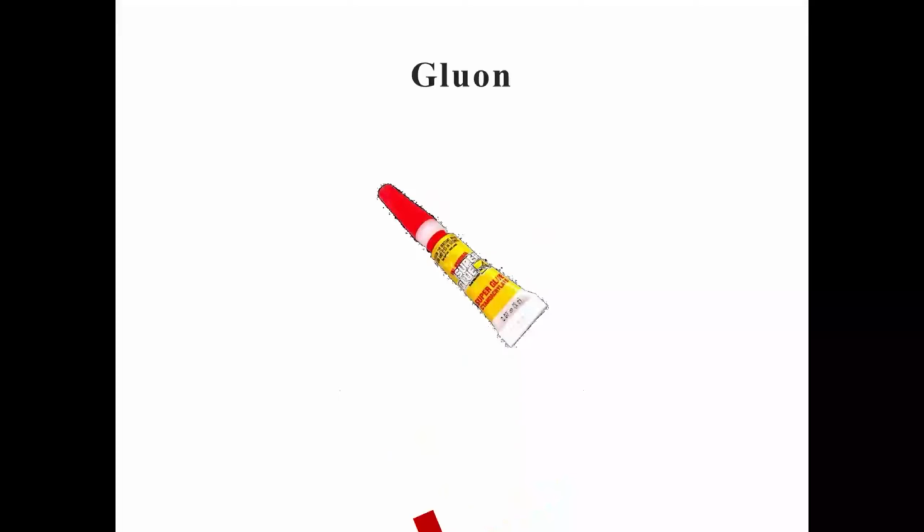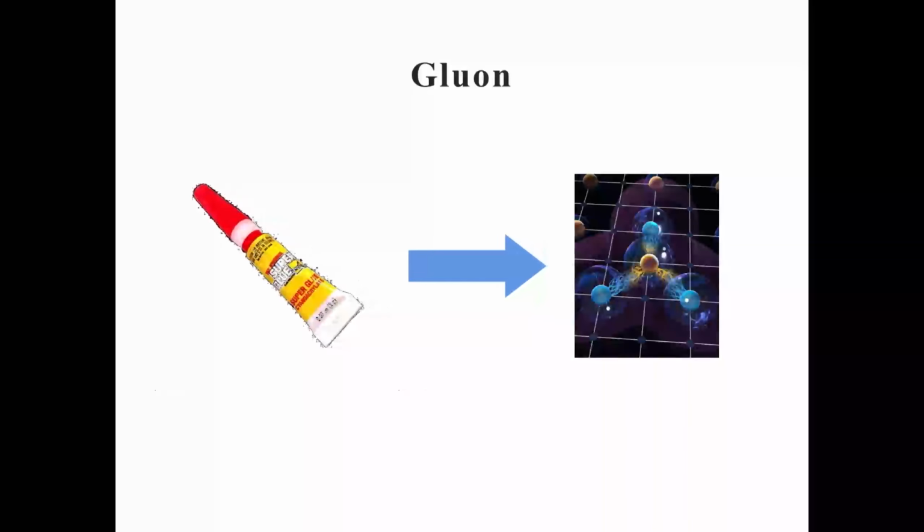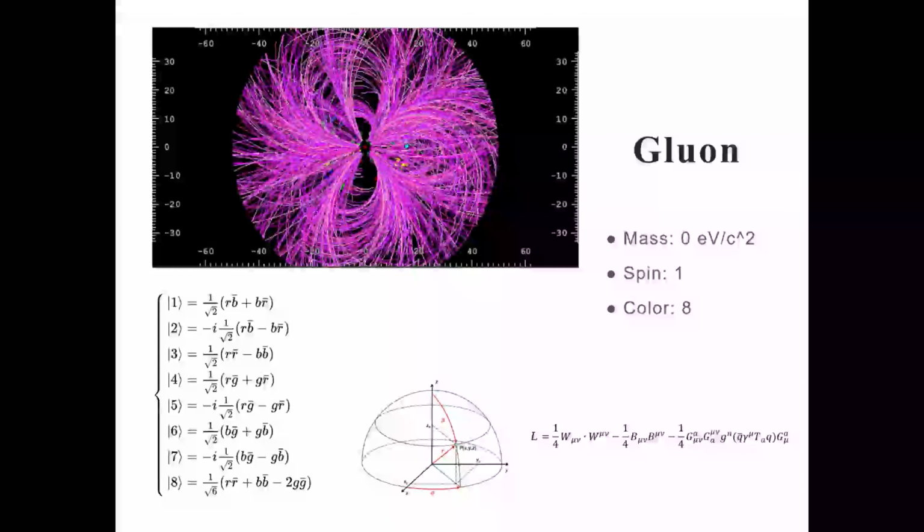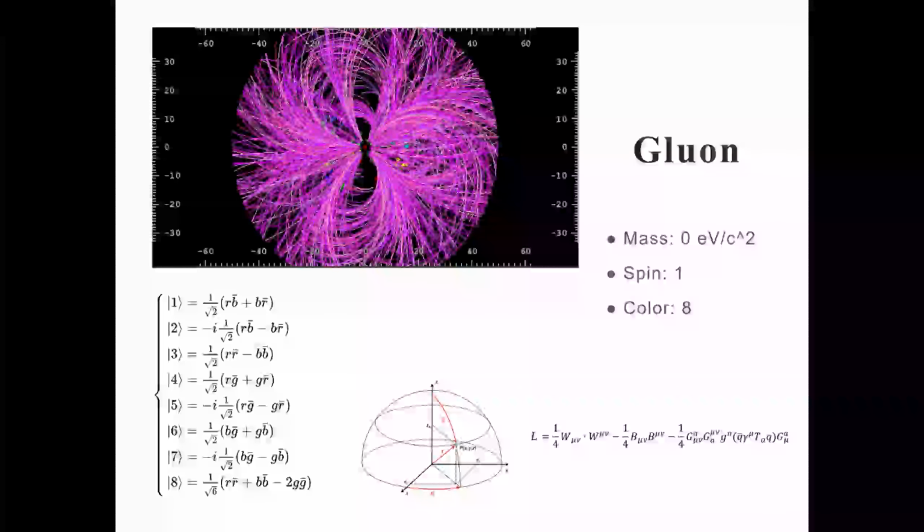Gluon is not a glue, so do not mix the two up. Nevertheless, we can imagine that gluon is a glue that glues strong interactive particles together, because we have no idea how gluon really exists and works. So in this way, it's easier for beginners to understand. And here's some information about gluon, the boson of strong interaction.